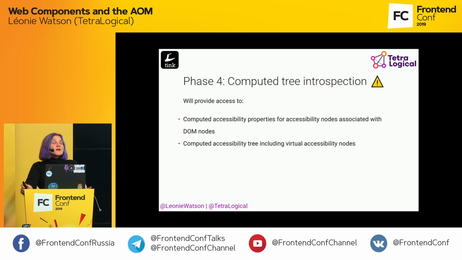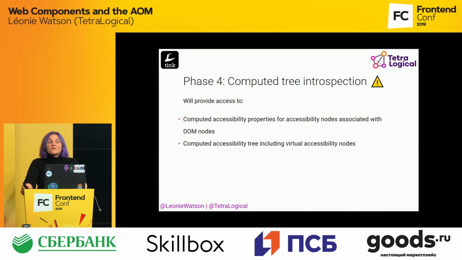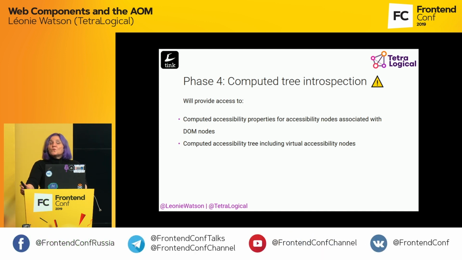Phase 4, the last one, is that we'll have access to the computed accessibility tree. Pretty much the same as we have access to computed styles, for example. We'll get access to the computed accessibility properties for an element. So we'll have an easy way of understanding what's been inherited in terms of accessibility properties. We'll also have the opportunity to walk the whole of the accessibility tree, exactly as we can walk the whole of the DOM if we want to.